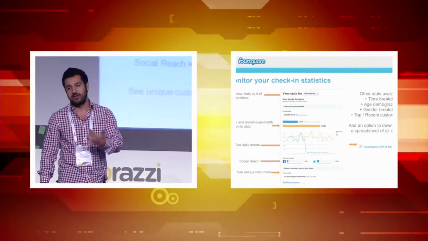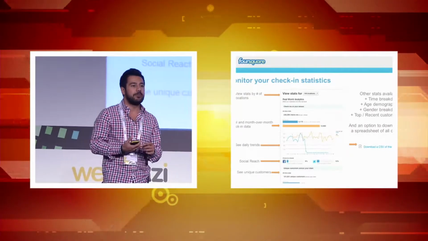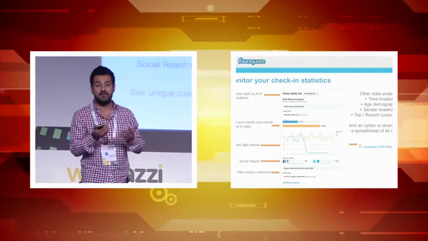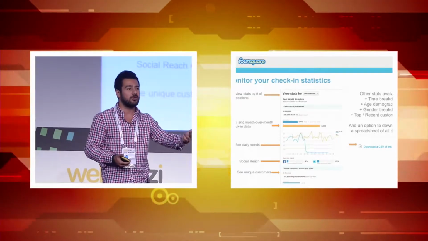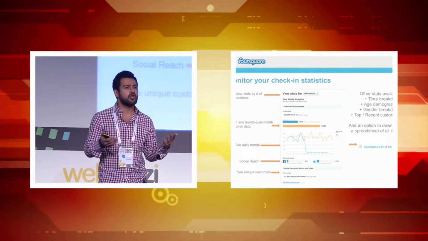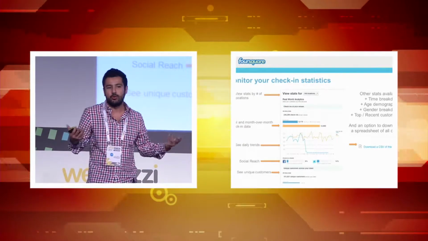You see the dashboard here. We can tell you things like how many people have checked in the last week, how many people of those were in which age group, how many people were male, female, how many people were new customers versus customers that have been there before, how many people shared their check-ins to Twitter or to Facebook. How viral is your location, so to say.